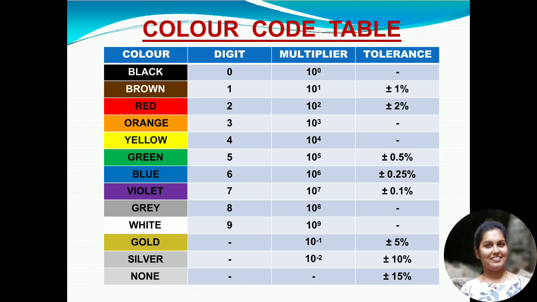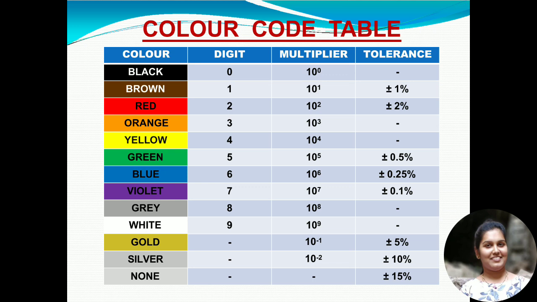So for the given example, brown, black, red: brown indicates 1, black indicates 0. So 10, and the third band is red, that is nothing but 10 square. 10 into 10 square is the value of the resistor, that is 10 into 100, 1000, a 1 kilo ohm resistor.